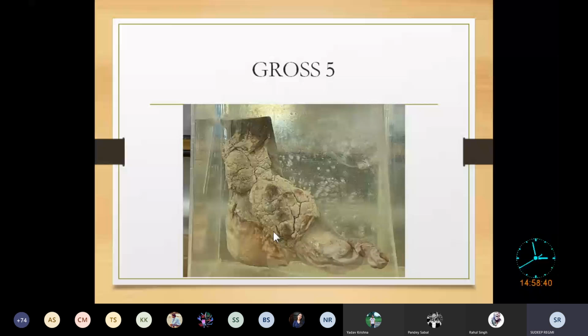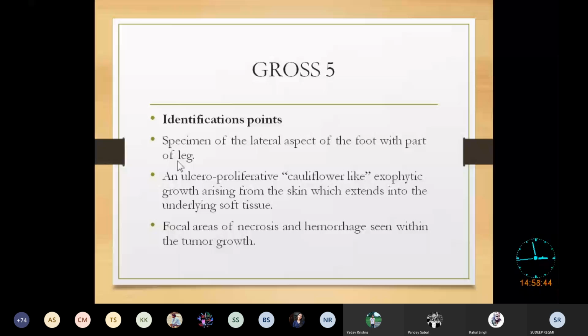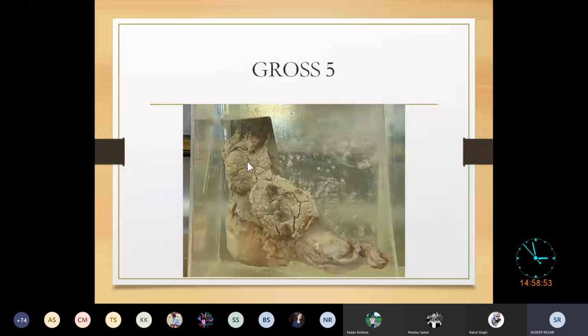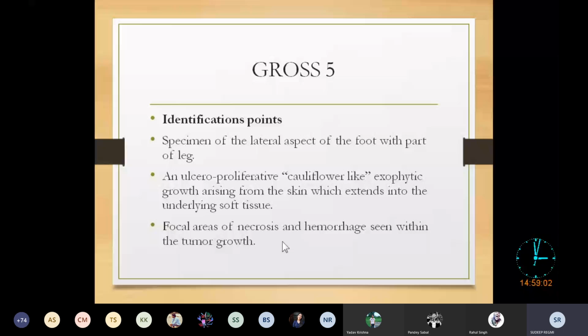There is a specimen of the lateral aspect of the foot with part of the leg. This is the foot, and above the ankle it is part of the leg. There is an irregular fungating cauliflower-like exophytic growth arising from the skin, which extends into the underlying soft tissue. There are focal areas of necrosis and hemorrhage seen within the tumor growth. These are the points in favor of squamous cell carcinoma of the foot.